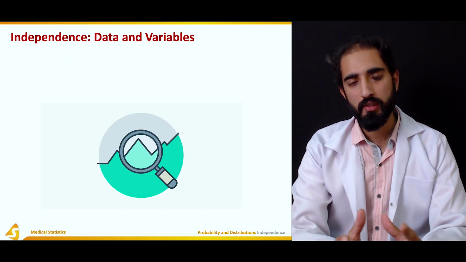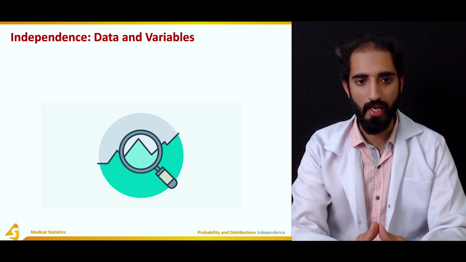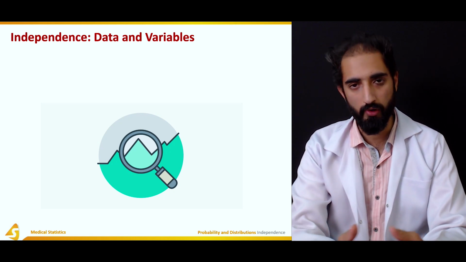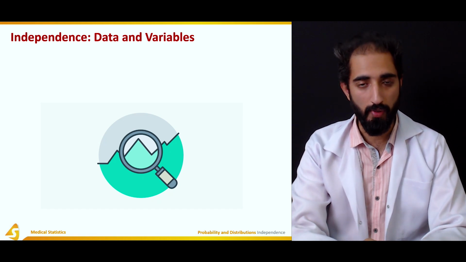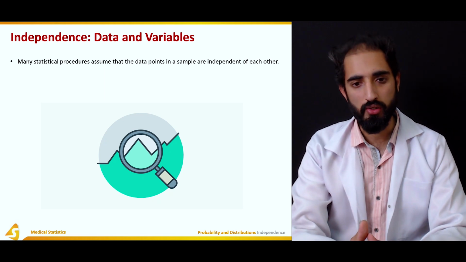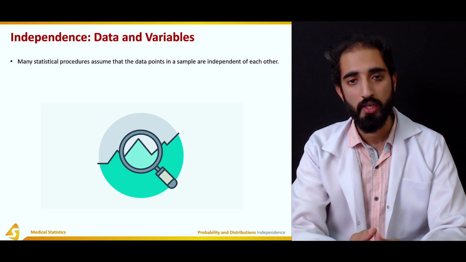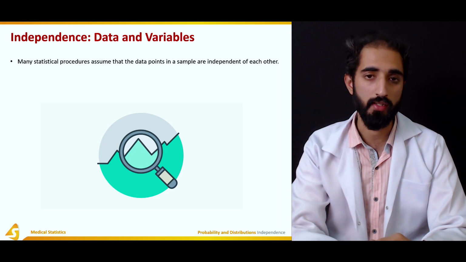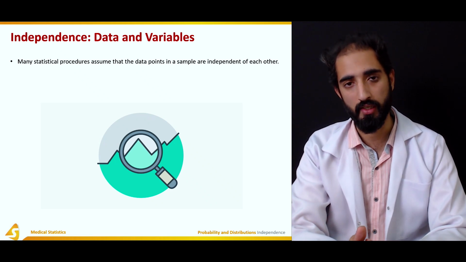So independence is in terms of data or the variables. The data can have different types of variables. Some of them can be independent and some of them may be dependent. Many statistical procedures assume that the data points in a sample are independent of each other. So we should be aware, when we're analyzing the data, which variable is independent and which one is not, because that may affect our statistical analysis.